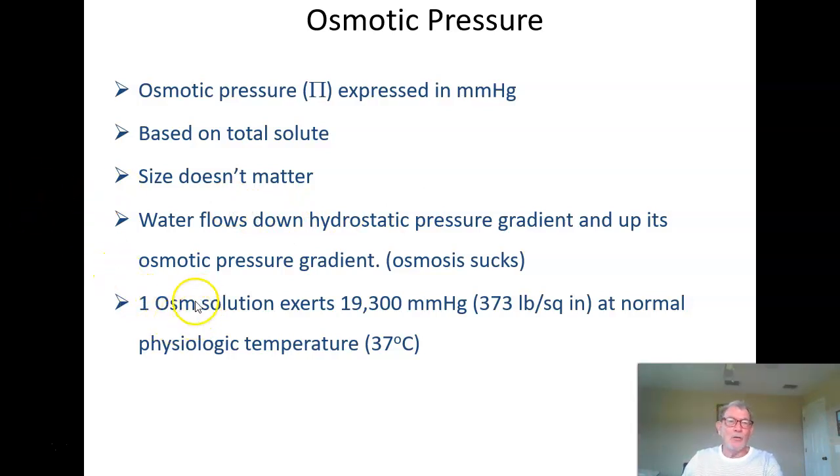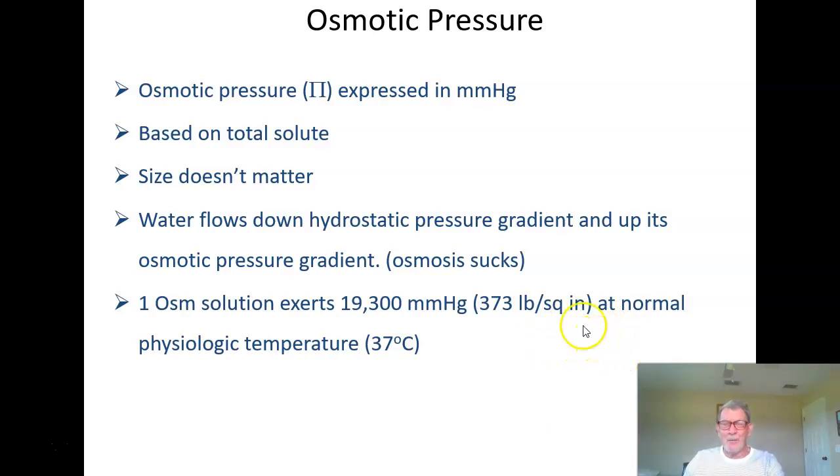One osmolar solution actually exerts 373 pounds per square inch. It's really a powerful force. And so we have about a third of that. That's still 100 pounds per square inch of osmotic force in our blood. Fortunately for us, it's the same on the outside of the blood vessel too, so they're even.